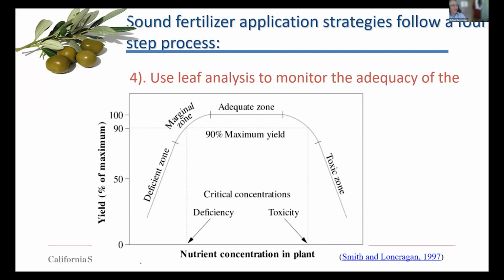So the last step is using leaf analysis to monitor the adequacy of your fertilizer regime. Here we have just a stylized version of these nutrient concentrations where we have yield. This is percent of maximum, 100% up here. And here we have nutrient concentration increasing on the x-axis. Over here is the deficient zone, here's the marginal zone, adequate zone, and the toxic zone. What we really want to shoot for is right up here, being adequate, but not too adequate, and definitely not in toxic, because this is where we want to shoot for with our leaf analysis. And again, that's very easy to say, but sometimes hard to do. But that's what we're shooting for.